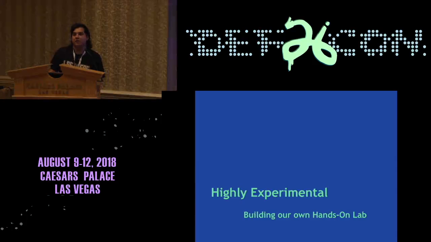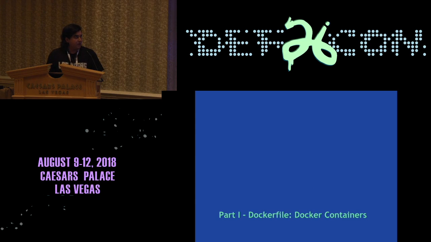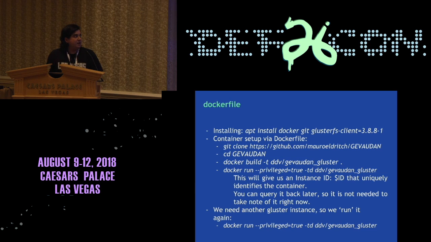Okay, we'll build our hands-on lab. Once again, I know you may not be comfortable doing this right now, so no problem. I'll have a live demo here. You can easily install our lab by doing apt install docker, git, and the GlusterFS client on that specific version. This obviously works for YUM or DNF-based distros, so no problem, even for FreeBSD.